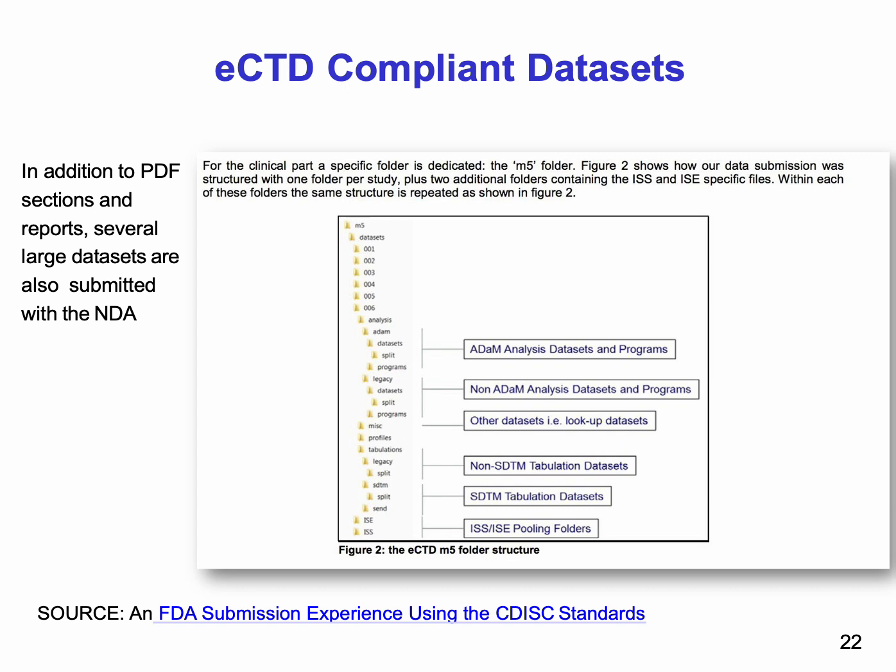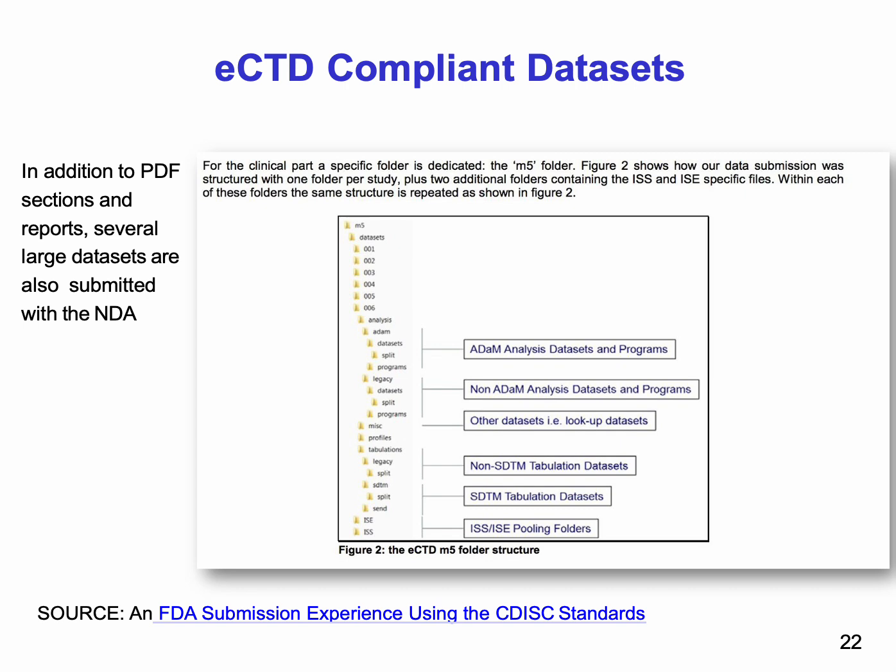Now, let's talk about the eCTD compliant data sets. For the critical part, a specific folder is dedicated. This is in the Module 5 folder. What we see in Figure 2 is the eCTD Module 5 folder structure. It shows how the data submission is structured with one folder per study, plus 2 additional folders containing ISS and ISE specific files. Within each of these folders, the same structure is repeated as shown in the figure below.